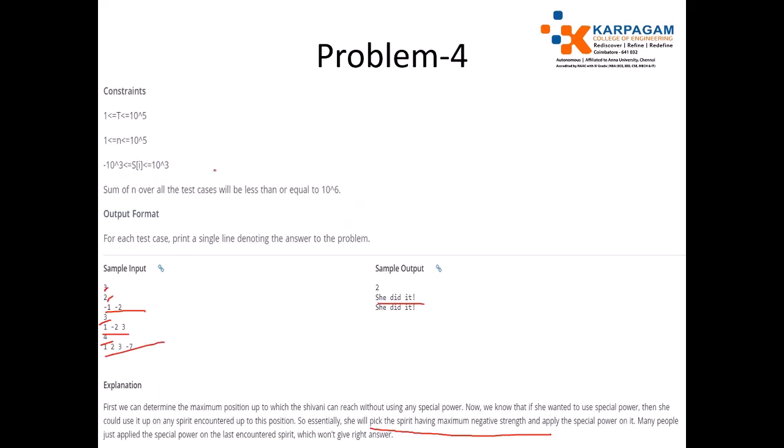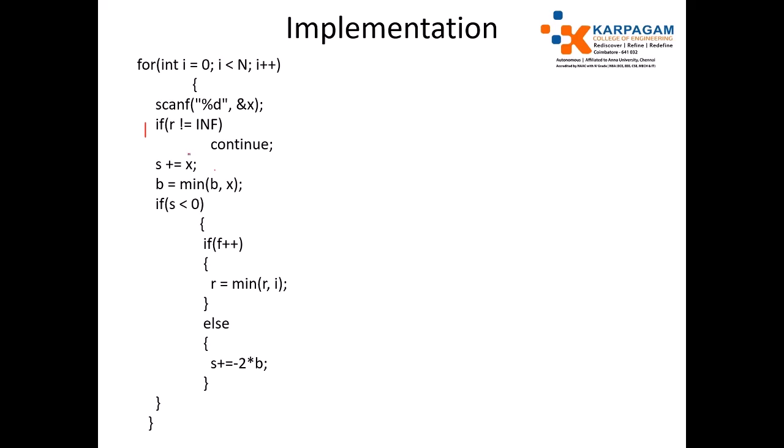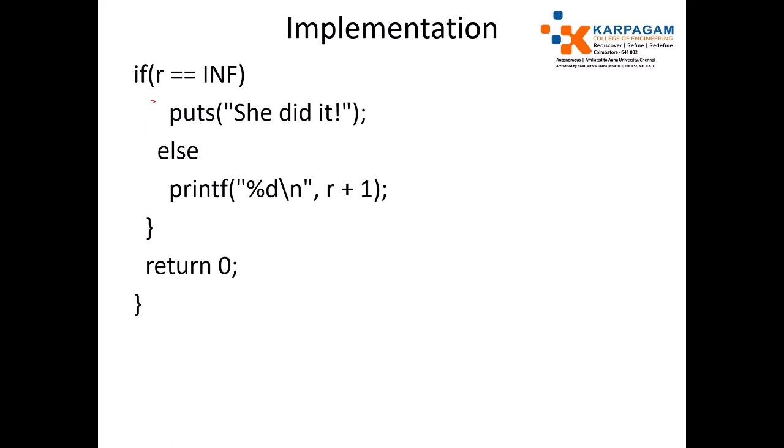Here for the input minus 1, minus 2, the sum will give us minus 1, and the minimum among 0 and minus 1 is minus 1. If s is less than 0, this condition will never work. If the value is negative, we can't use it. In the next iteration you will also get the same negative value, so this condition never works and r stays infinity; it does not change. So the r equal to infinity condition never works, so it goes to the else part, which prints r plus 1.